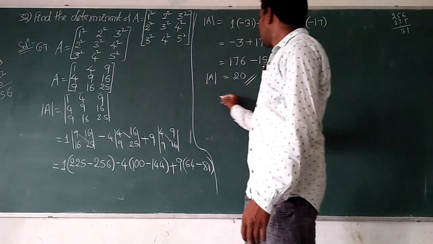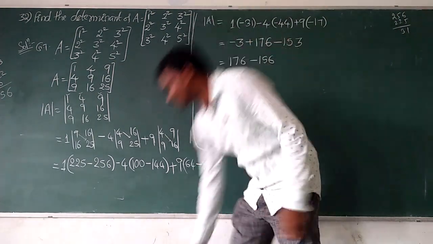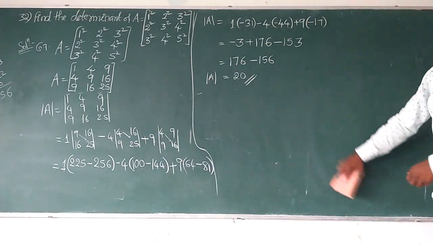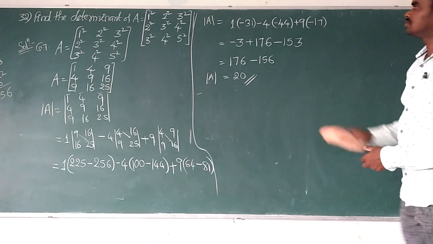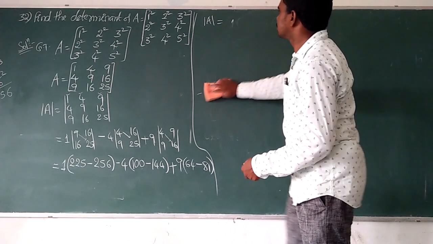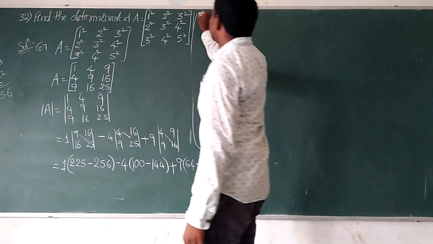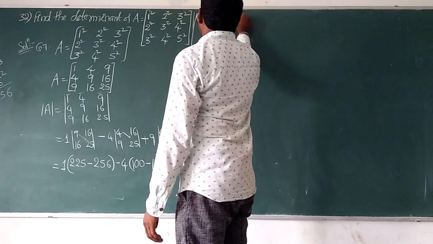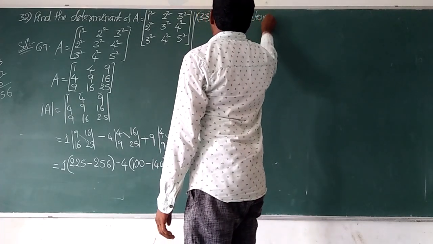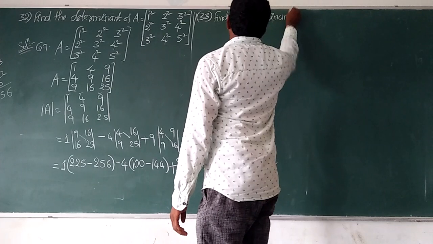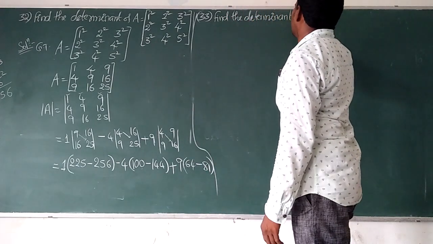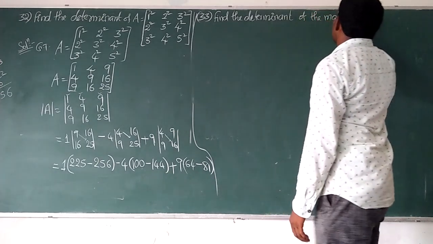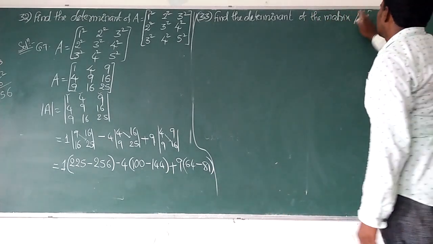32 are over. Next, the 33rd question. Can I write this? Make notes. Same type of question. Find the determinant of the matrix A equal.